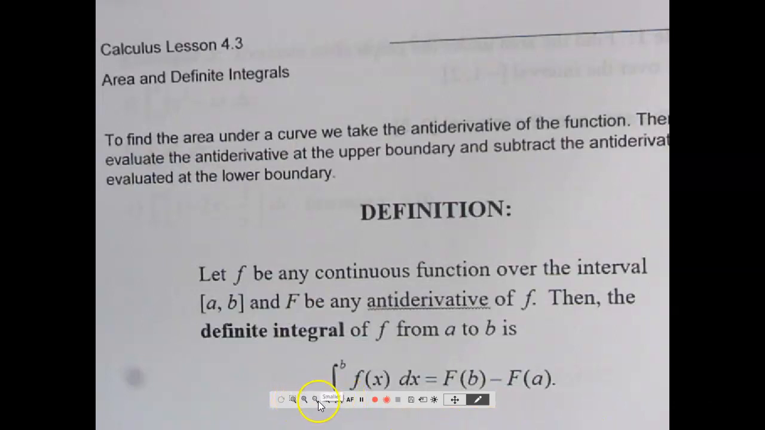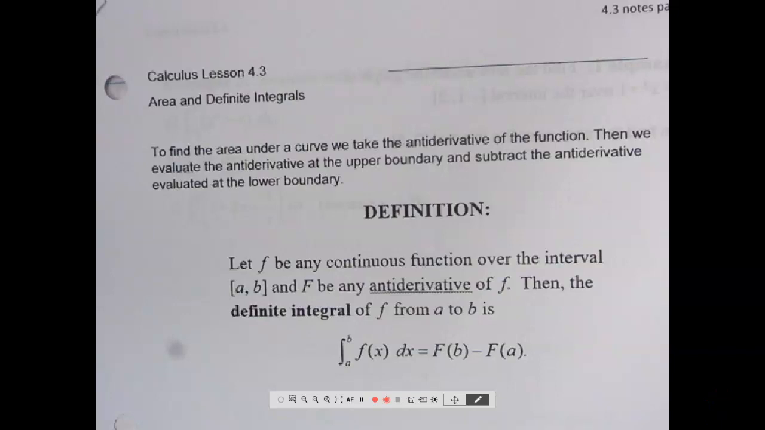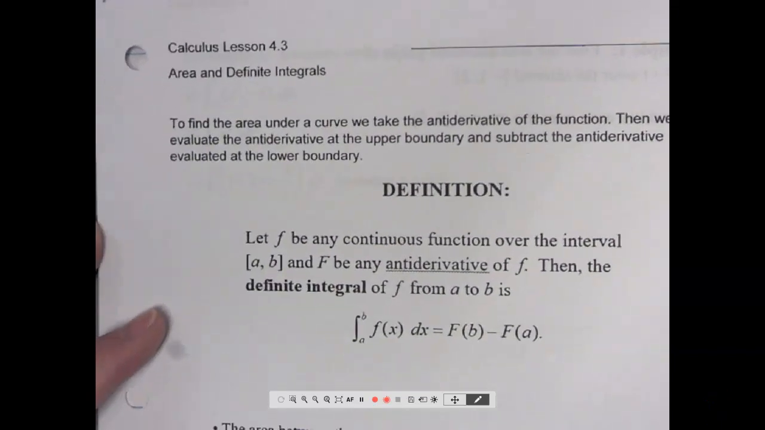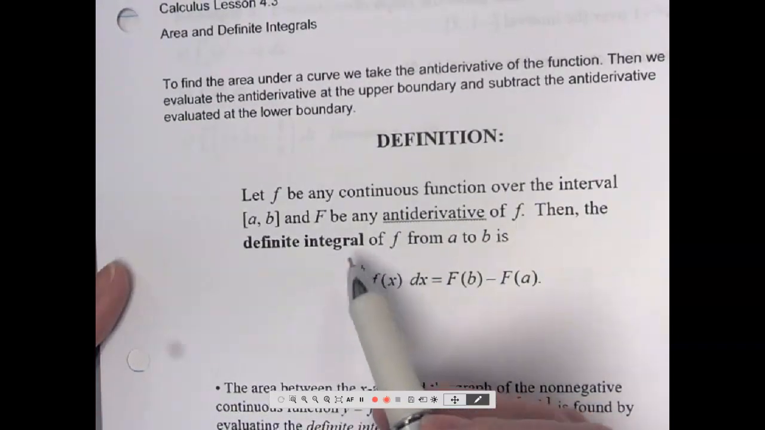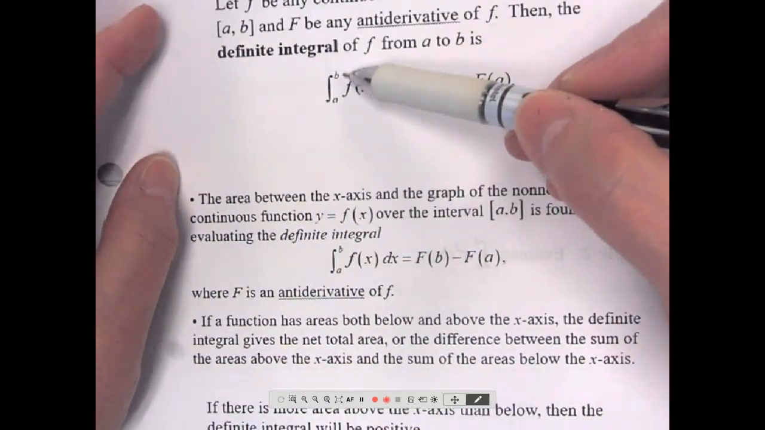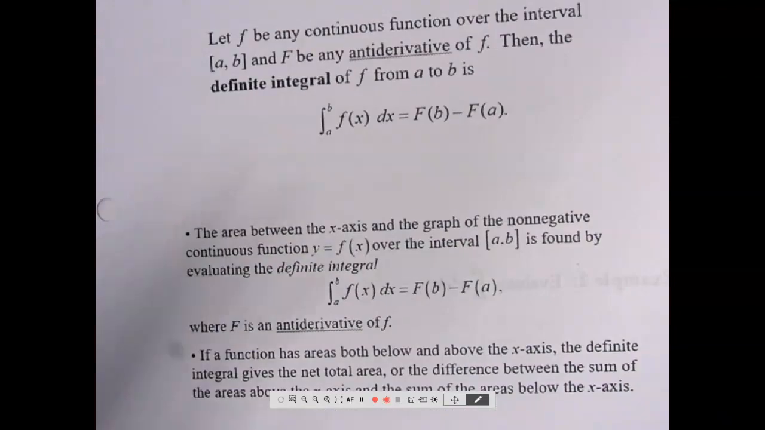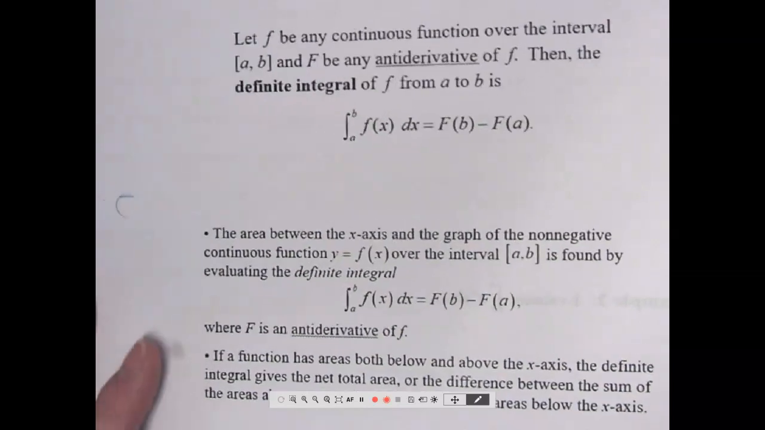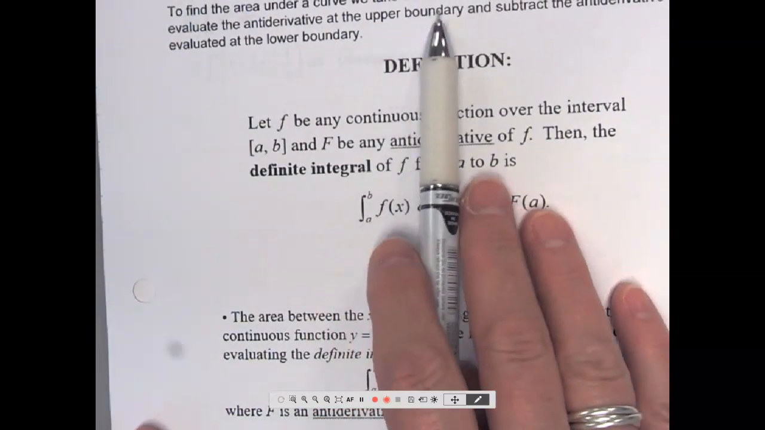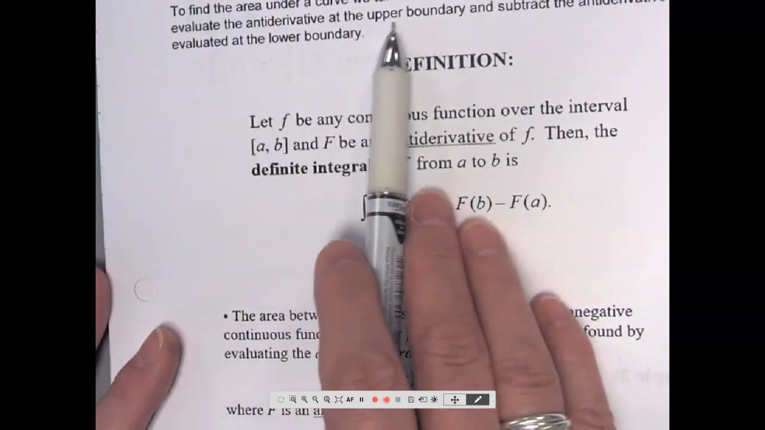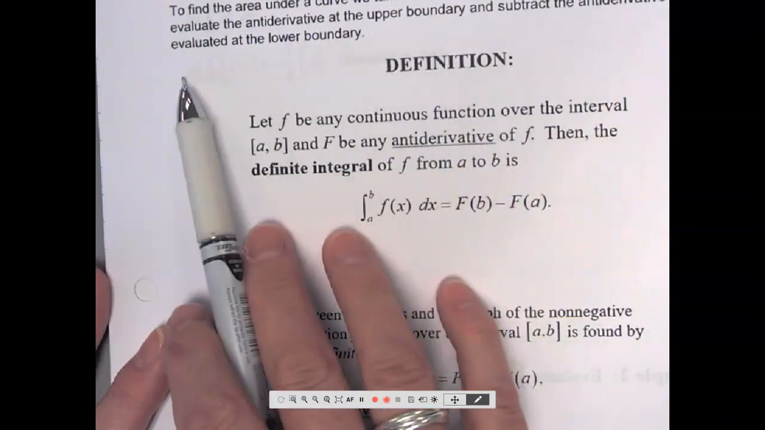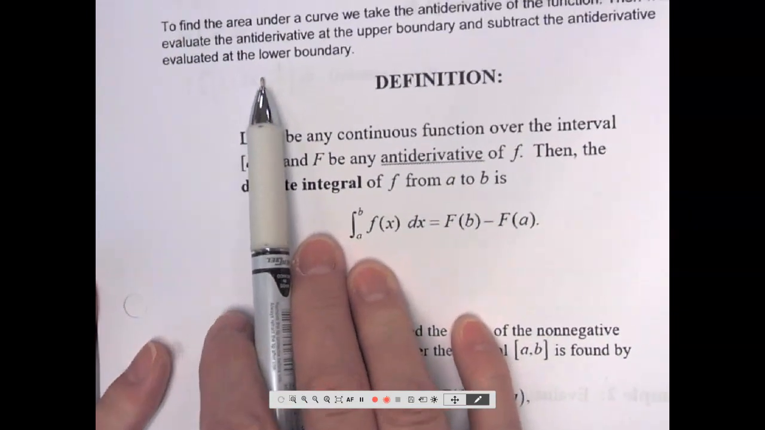Who remembers what I said a definite integral is? It's still this integral sign. It means you're going to be taking the antiderivative, but you will have a number at the bottom and a number at the top. So it means we're finding the area between two specific numbers, not just a general antiderivative. Okay, so to find the area under a curve, we can take the antiderivative of the function. We've talked about that. Then we evaluate the antiderivative at the upper boundary and subtract the antiderivative evaluated at the lower boundary. We've talked about that.